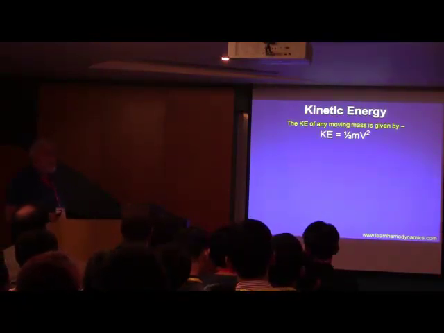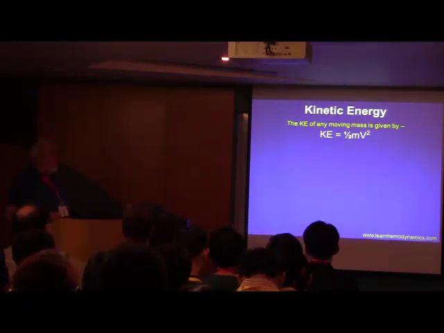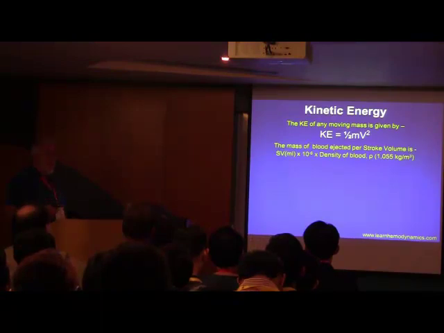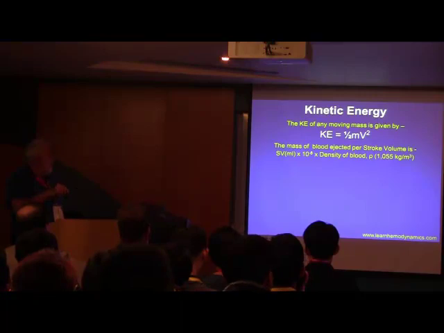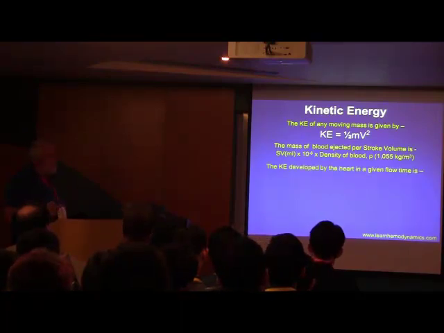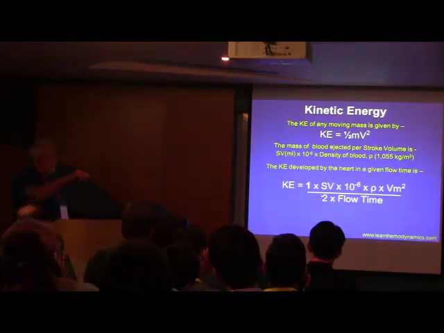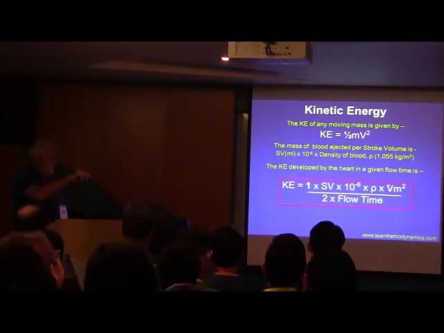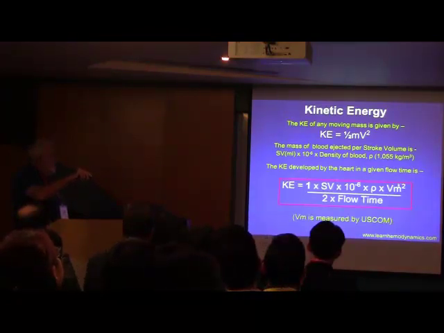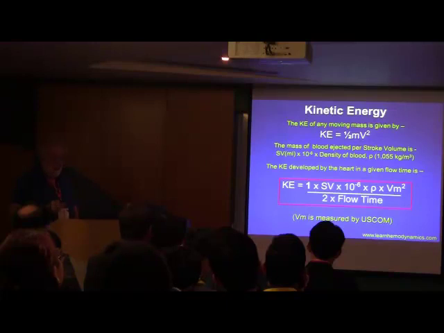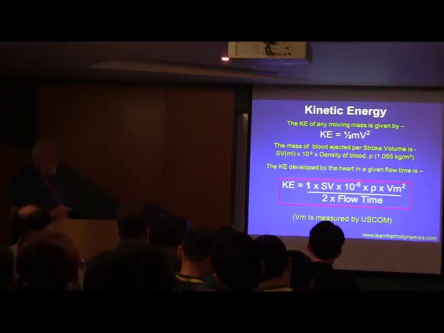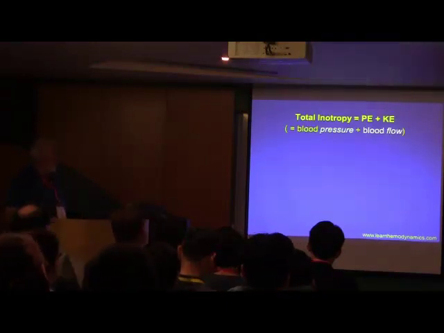Kinetic energy, as we all learned at school, for any moving mass is a half mv squared. Exactly the same whether you're a bullet, a car, or a squirt of blood. The mass of blood ejected in cubic meters times the density of blood gives us a weight, and then the formula is that. It looks complex, but it's a half mv squared over flow time. That's all it is. And again, we can measure that velocity using a Doppler.